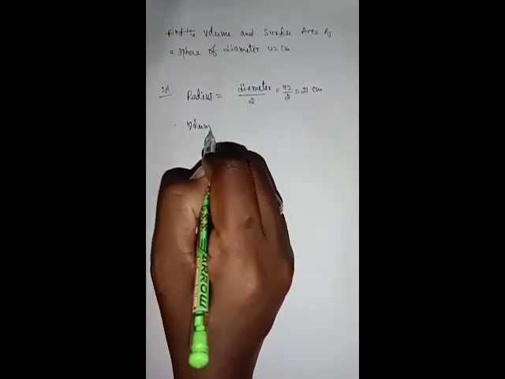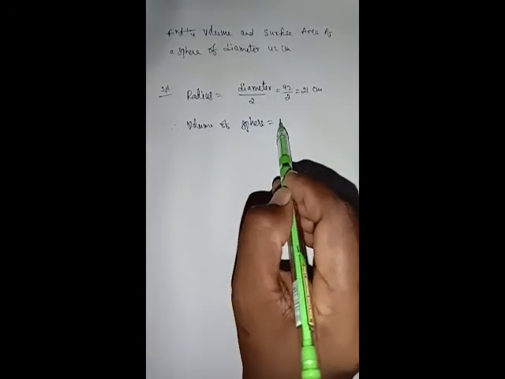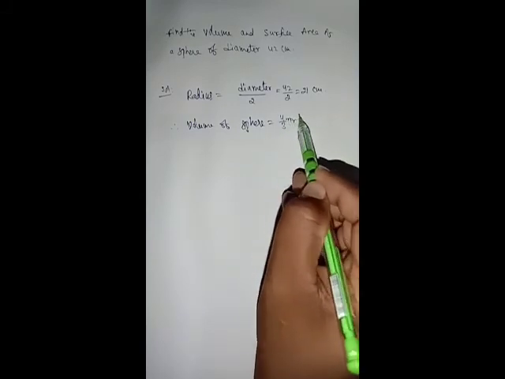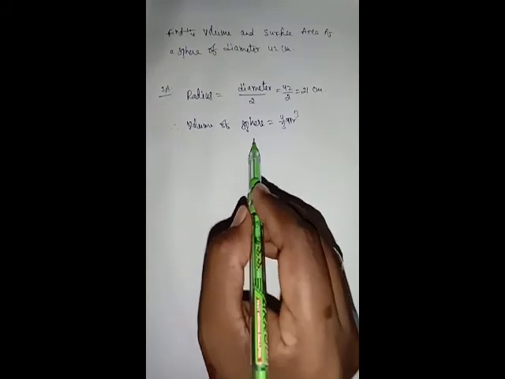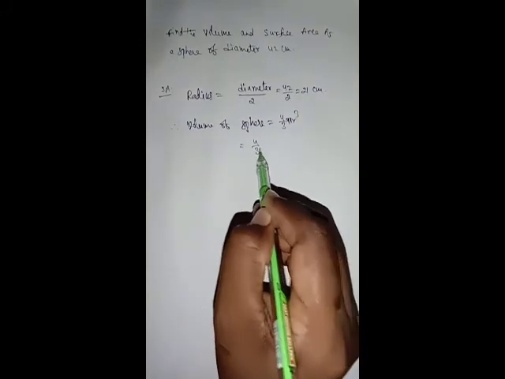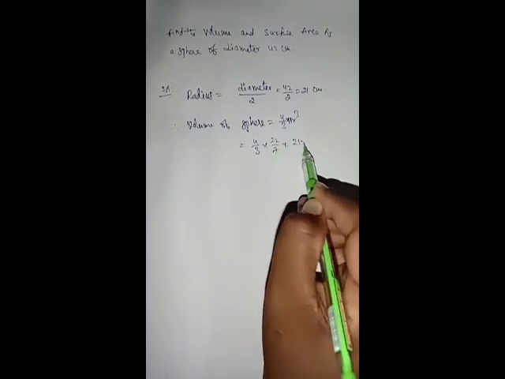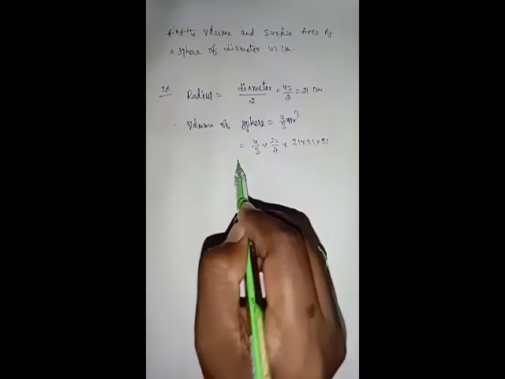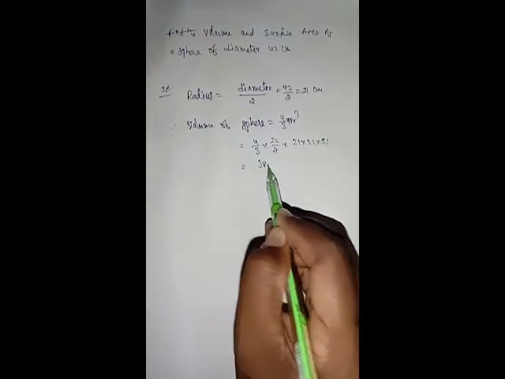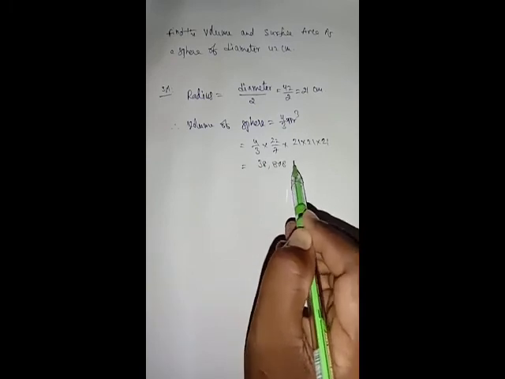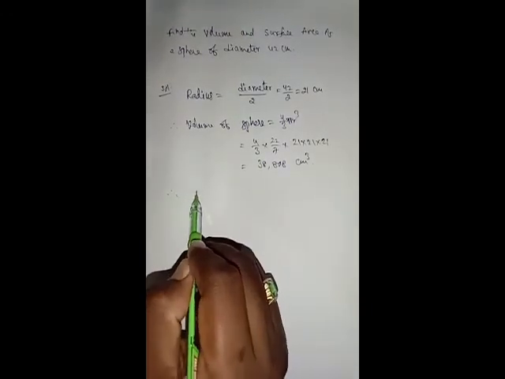So what is the volume of sphere formula, children? Volume of sphere is equal to 4 by 3 pi r cube. So substitute the given values. 4 by 3 into 22 by 7 into 21 into 21 into 21. So after simplification, we get 38,808 centimeter cube.